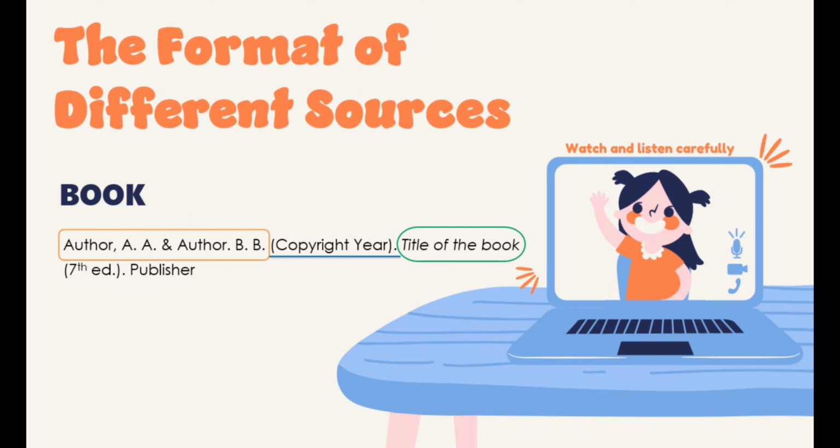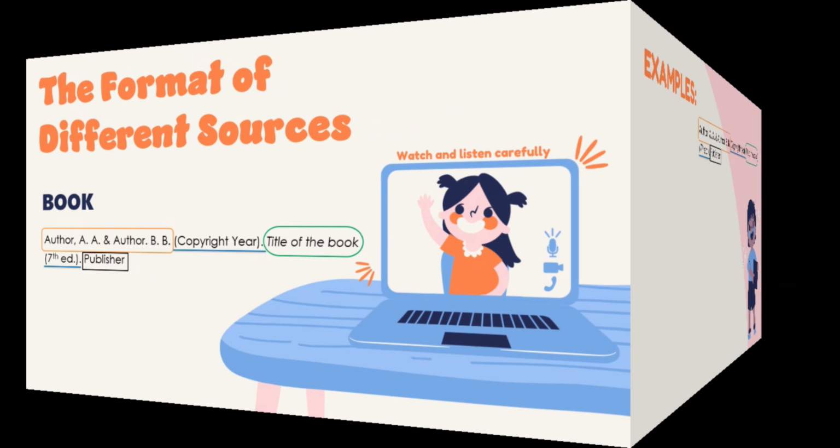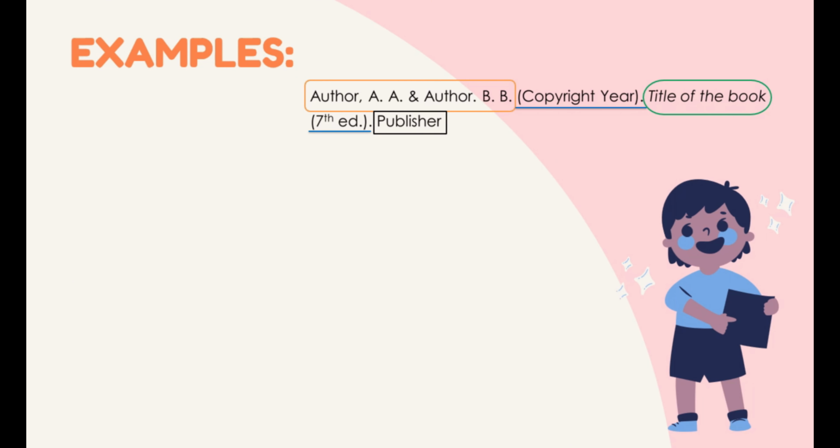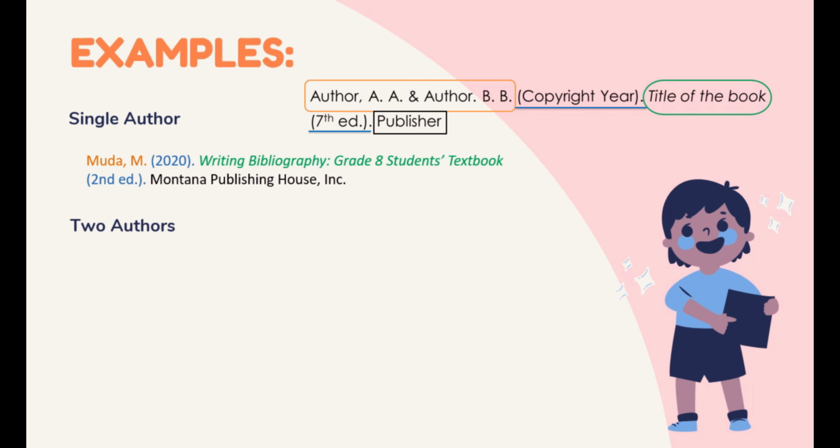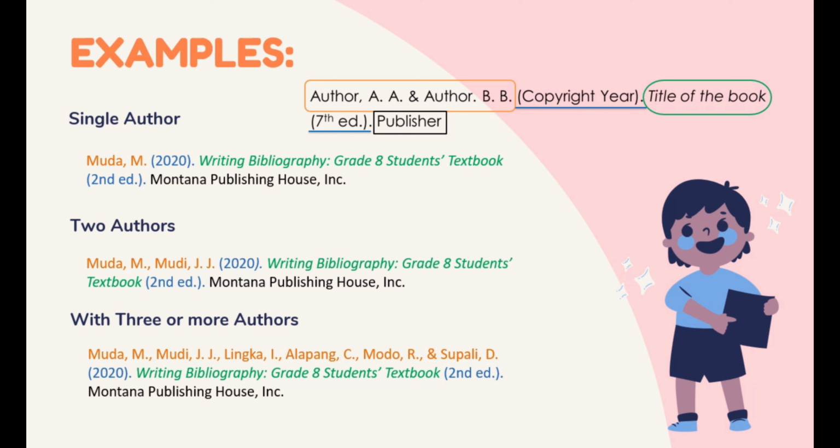And also, put the volume or edition number in parentheses after the book title if it includes one. Ed stands for edition. And the last one, indicate the name of the publisher followed by a period, and do not include the location. Let's have some examples. This is the format if the book has a single author. If there are two authors, they are connected by an ampersand. If there are two or more authors, you have to include all the names until the 20th author.